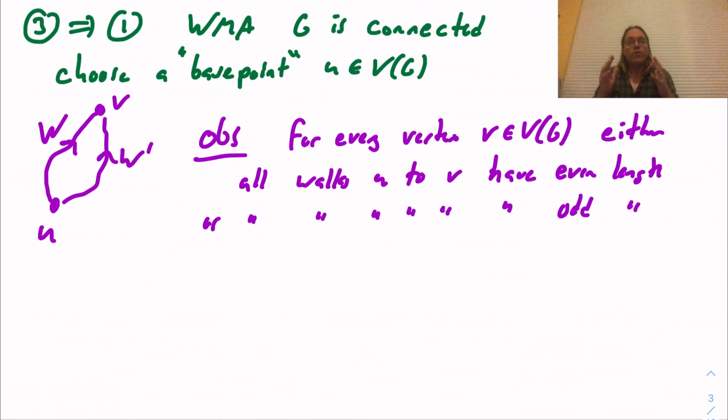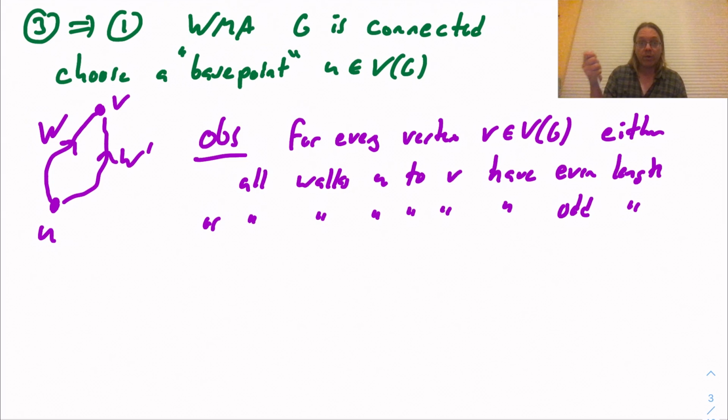Right, so there we are. Again, here's u and here's v. We can get from u to v by w, and we can get from u to v by w prime. Well, I can get from u to itself by going forward along w and backward along w prime. By assumption, all closed walks have even length, so that closed walk has even length, and that means that w and w prime, their lengths are either both even or both odd. Their lengths have the same parity. And so what's happened here is we can now classify all of our vertices.